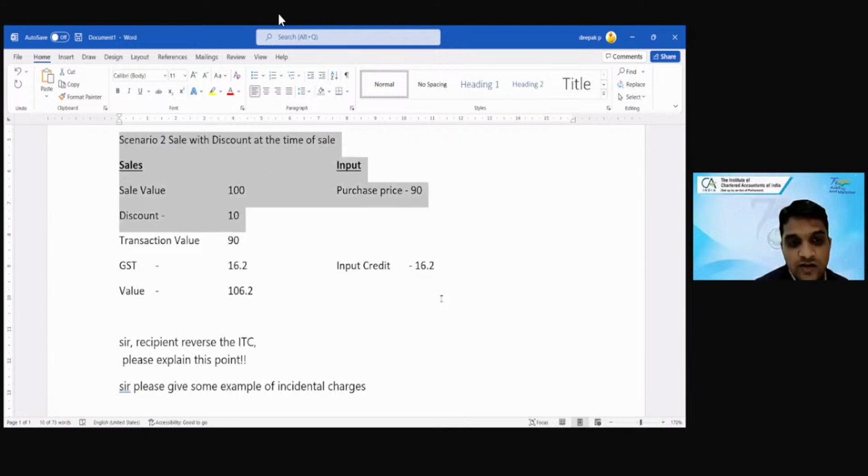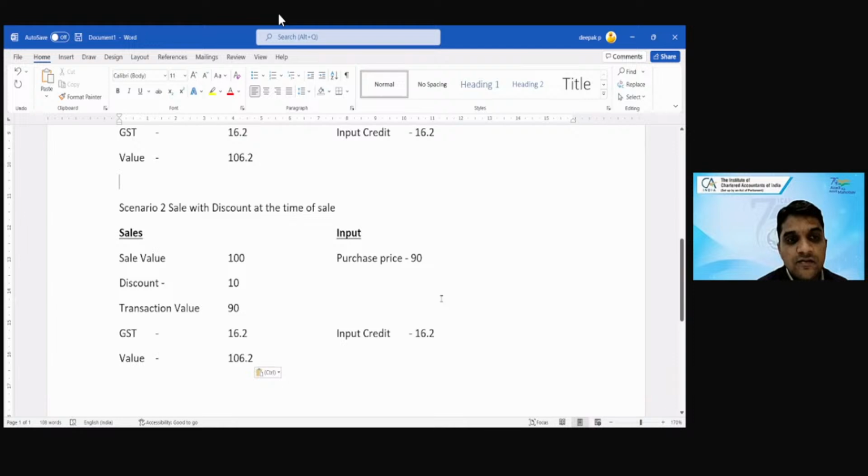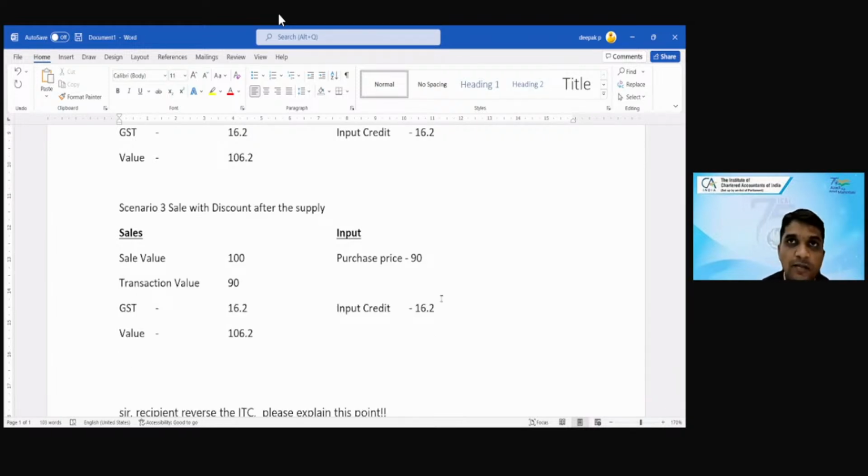Now we'll go to scenario 3. These are the questions which I have to answer later on. Scenario 3 is sale with discount after supply. What I'm saying in scenario 3 is my sale value is 100 rupees. There is no discount here. I did not agree any discount, but I said, okay, I will give you a discount later on. If you buy more goods from me, I will give you a discount, because now I will not give you any discount.